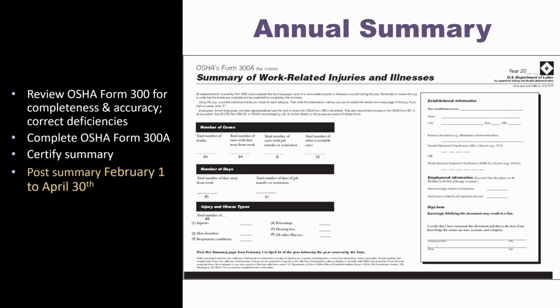The employer must first review the records and correct them if necessary, then complete the form, certify the form, and post it for 3 months. A company executive must certify the summary. This could be an owner of the company, an officer of the corporation, the highest ranking company official working at the establishment, or his or her supervisor.